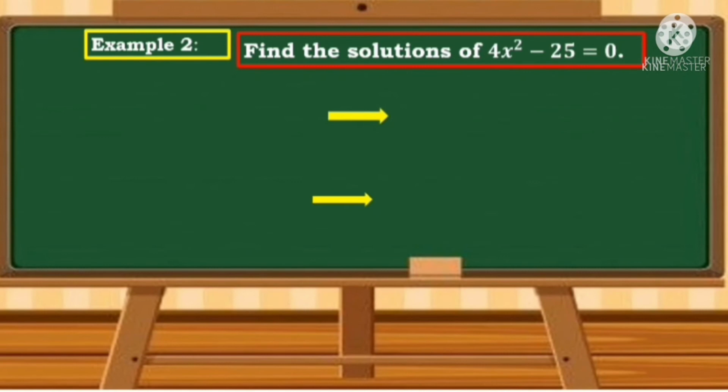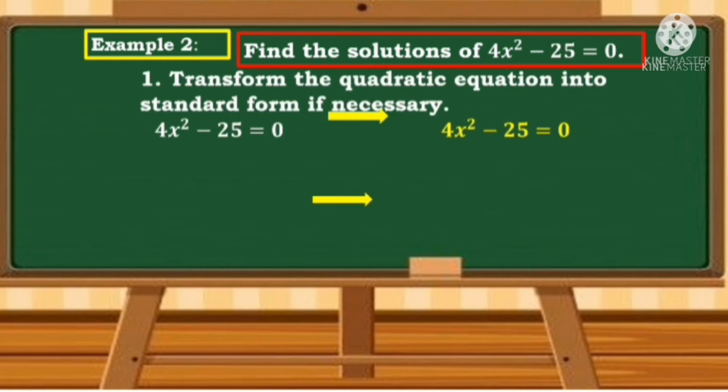Okay. How about example number 2? Find the solutions of 4x squared minus 25 equals 0.